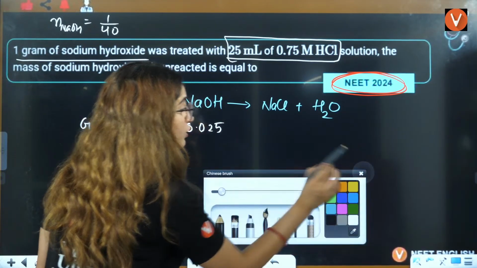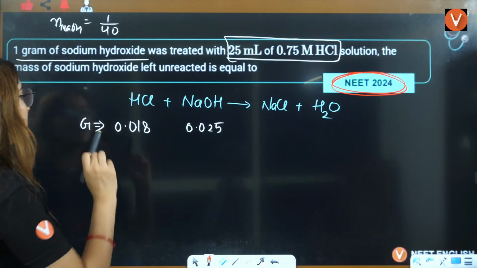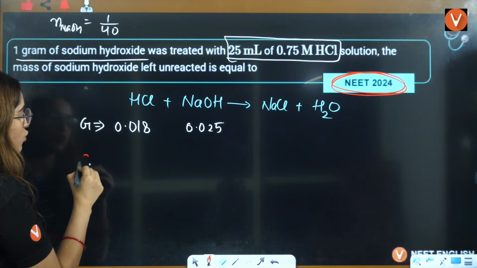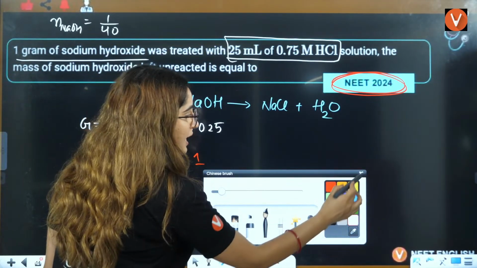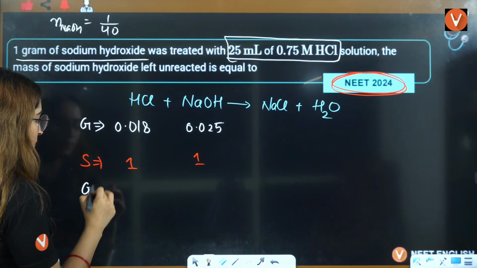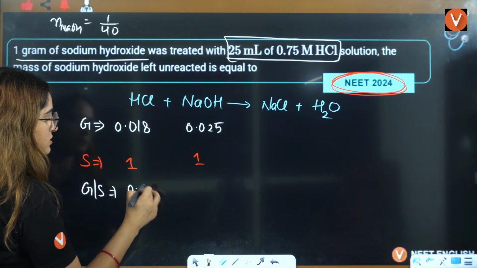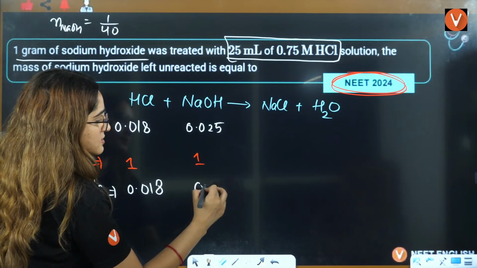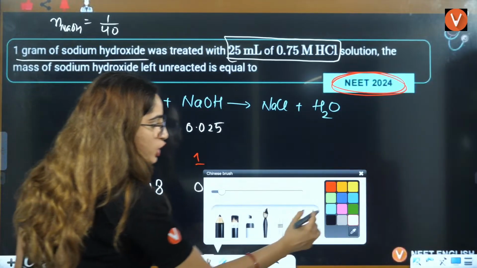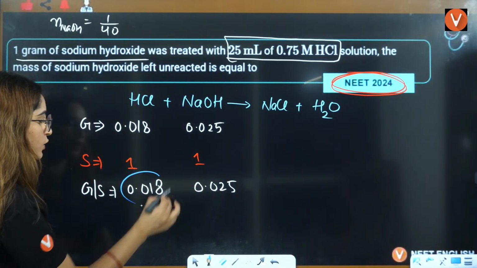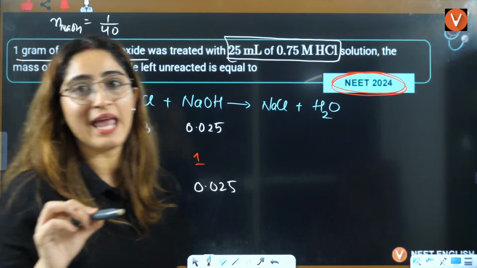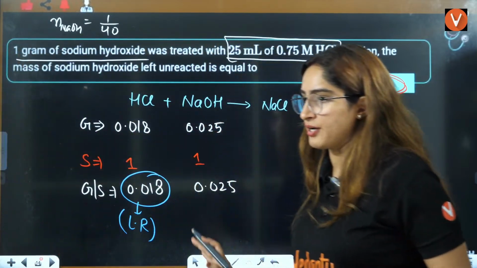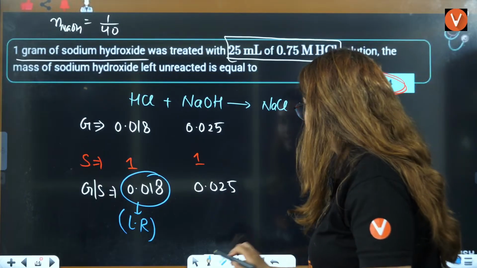Now, which is the smaller value? Here, what is stoichiometry? Stoichiometry is 1, stoichiometry is 1. That means, can I say lower G by S is nothing but 0.018. Here G by S is 0.025. Lower value is this. So this is going to be your limiting reagent. So can I say HCl is the limiting reagent? That means HCl is the limiting reagent.